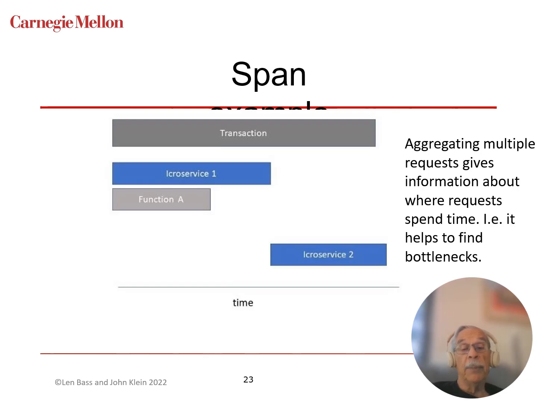So here's an example of a span. If you look at it, you can see that a certain amount of time was spent in microservice 1. Other time was spent in microservice 2. Of the time that was spent in microservice 1, there's a specific function that was calculated. So that gives you more information, and you can look at that and say, oh, I'm spending an awful lot of time in one microservice or another.